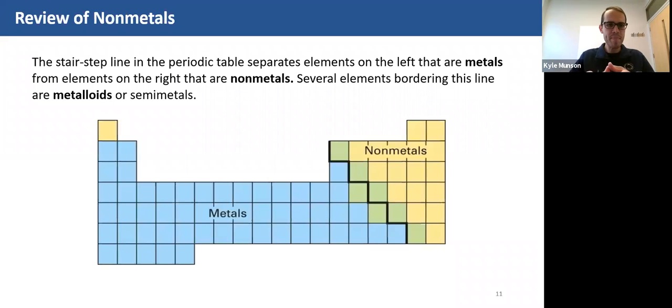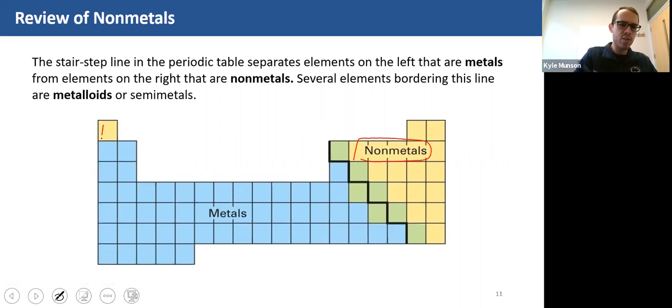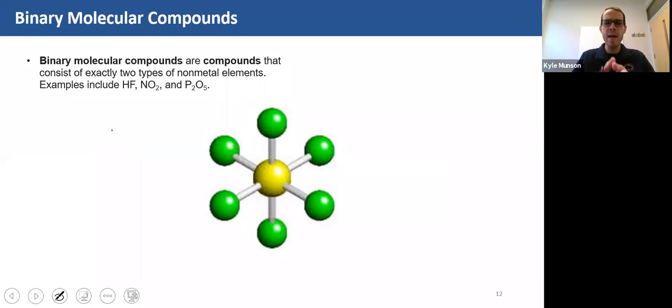So remember, in a previous video, we split the periodic table up into metals, nonmetals, and metalloids. And the nonmetals are shown here, in yellow, and hydrogen is one of those guys. Those are the elements that we're going to be focusing on in this section. So a binary molecular compound is a compound that consists of exactly two types of nonmetal elements.